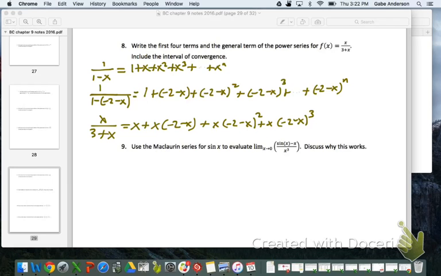I guess I can fit this in. Plus dot dot dot plus x times negative 2 minus x all to the nth. Notice we did have to move our centering point. Our original centering point is 0. I just moved it over to negative 2. So I guess just a note there on that one. Let's take a look at a few more. Let's look at number 9.